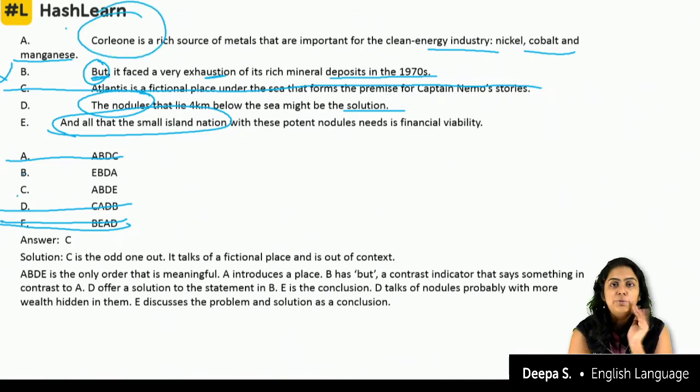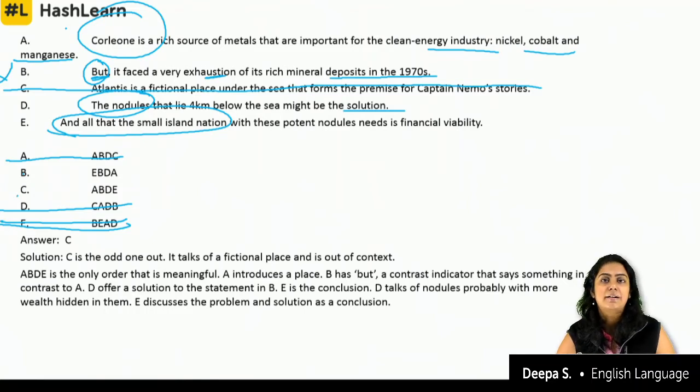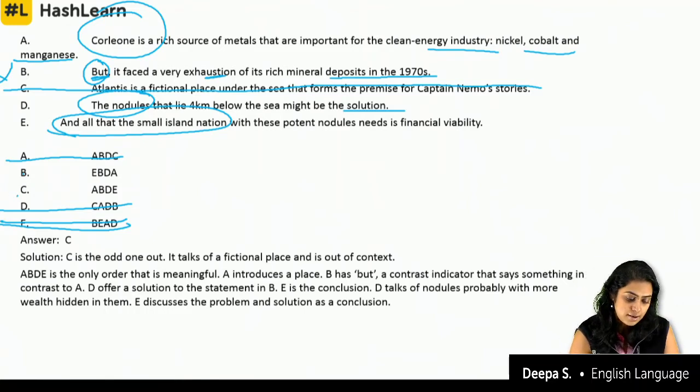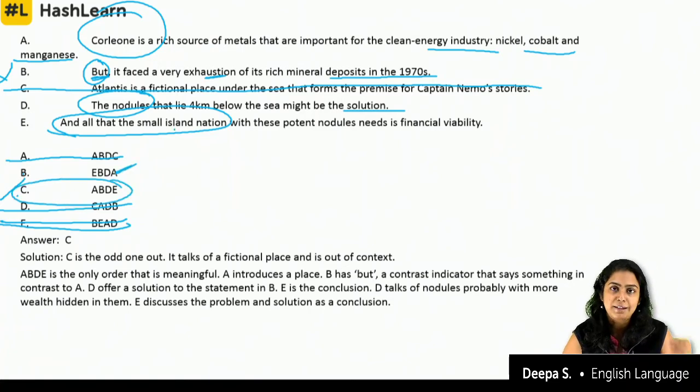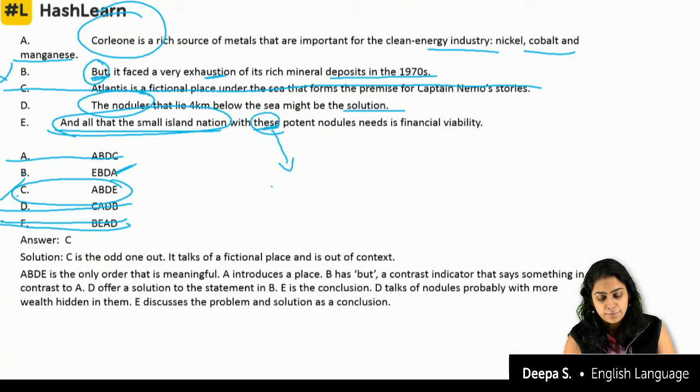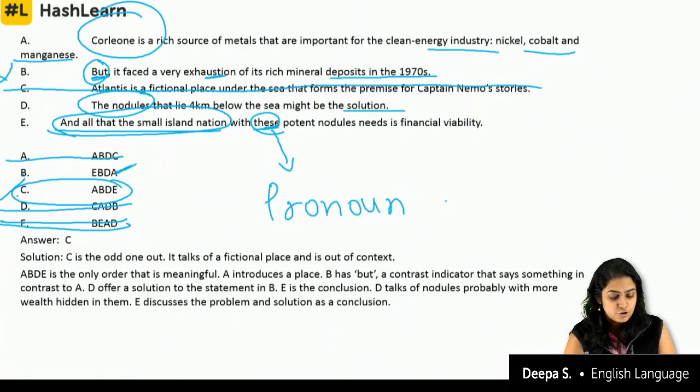Now I have Corleone here, that is defining the place and starting off. It is an introductory sentence. I go ahead with C. I don't look at E, B, D, A being a possible contender, because E cannot start a sentence. That much is evident. And then he says these potent nodules, pronoun that is undefined. Okay, so I go ahead with C as the answer, A, B, D, E. Got it? Here again, I've saved a lot of time.